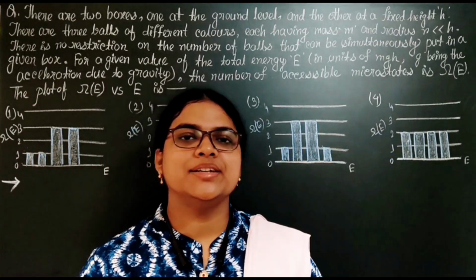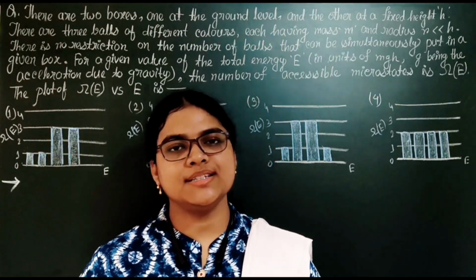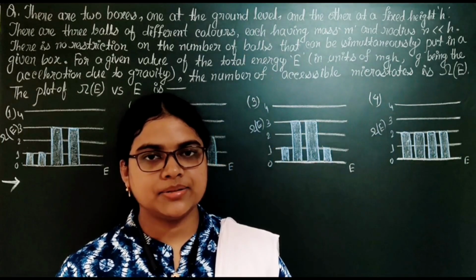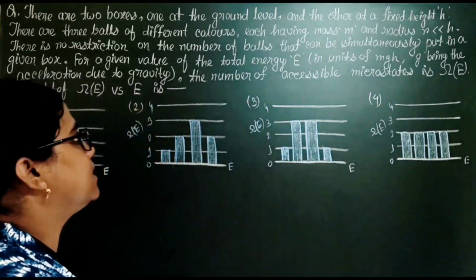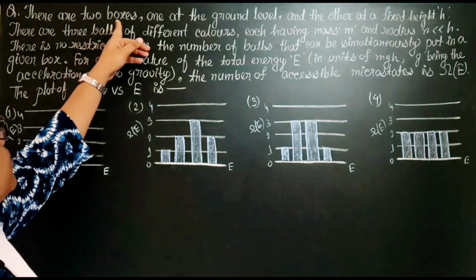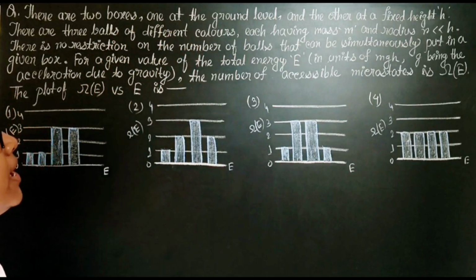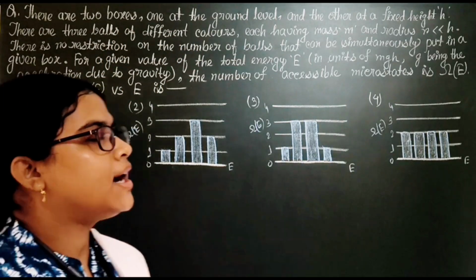Hello everyone. Today I am going to discuss a previous year question of CSIR NET 2025. This is a question of statistical mechanics that says there are two boxes, one at the ground level and the other at a fixed height h.